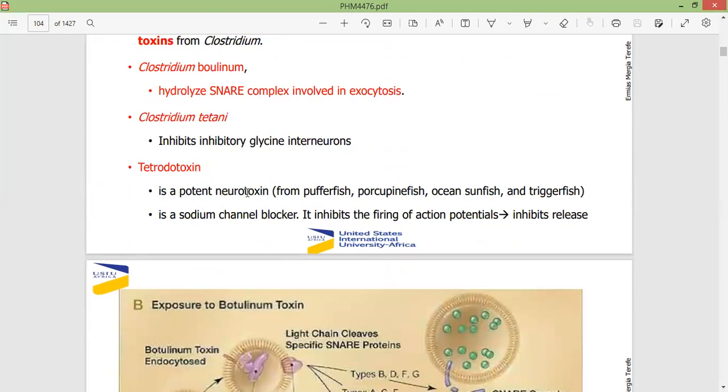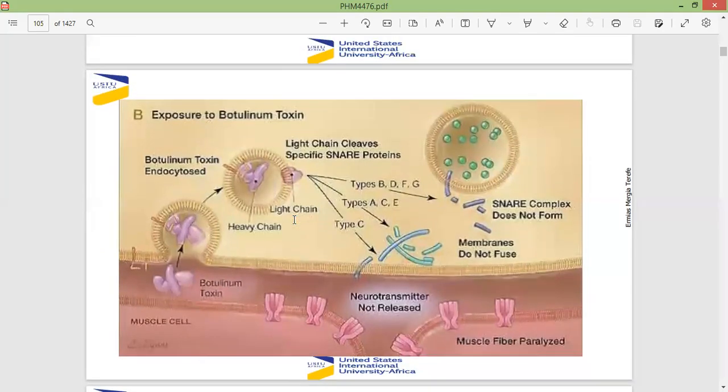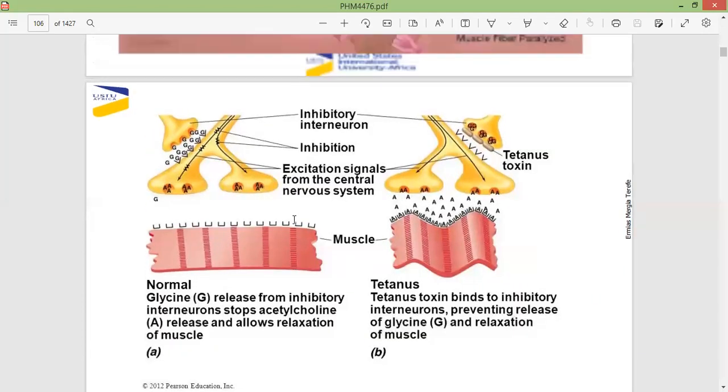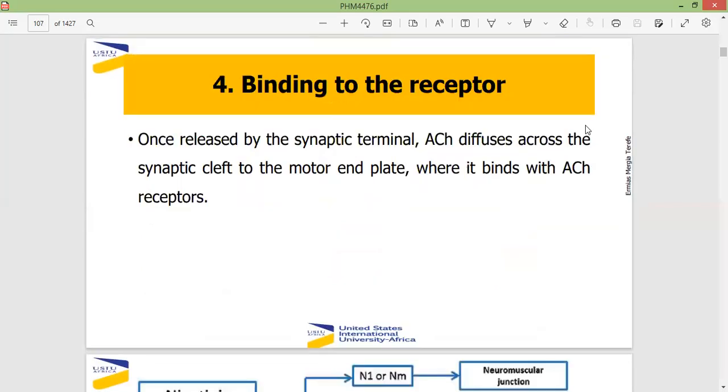Another example of a toxin that acts at the nervous level based on the neurotransmitter is tetrodotoxin, which is released by some types of fish and blocks the sodium channels. If we block the sodium channels, there won't be any action potential. If there's no action potential, it means we won't be releasing any neurotransmitter. So we already said this, tetanus.